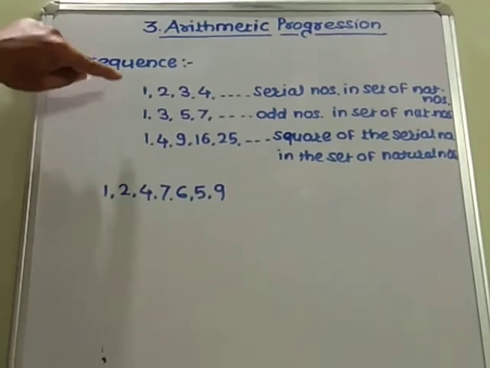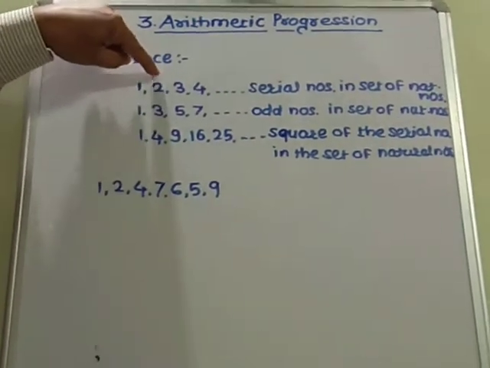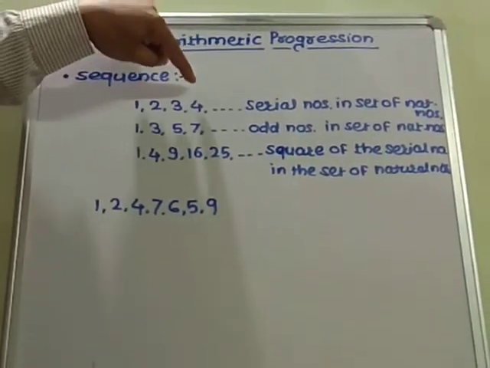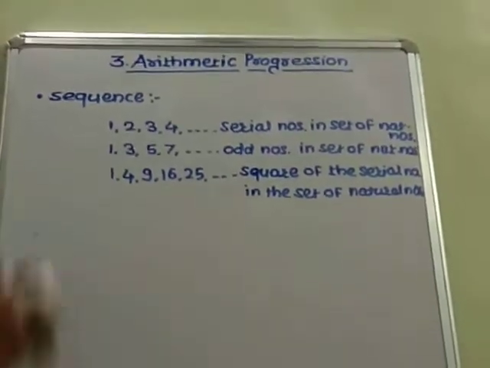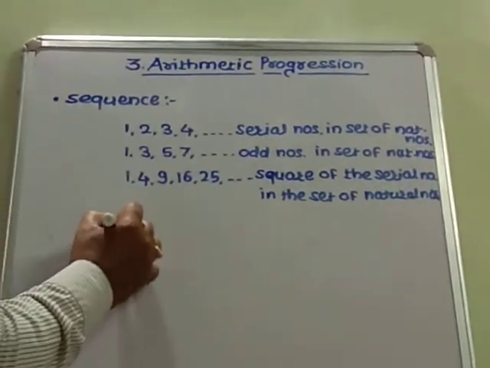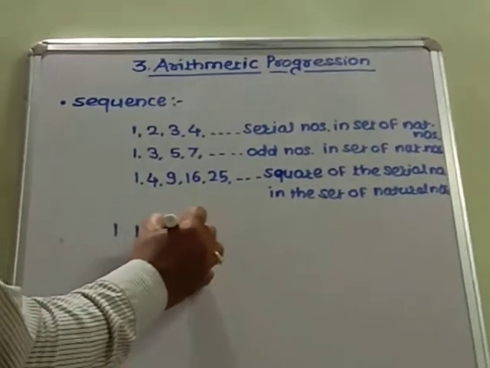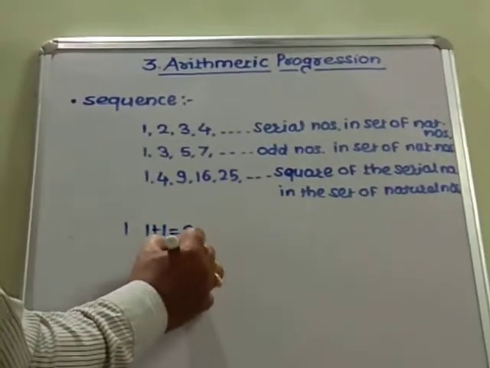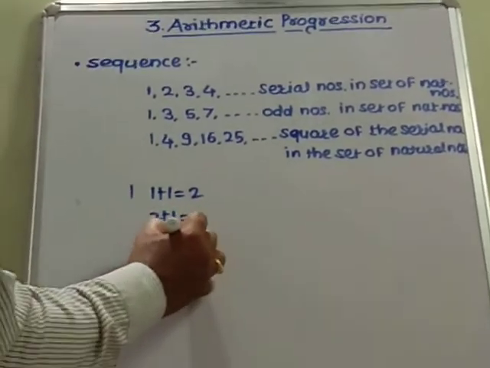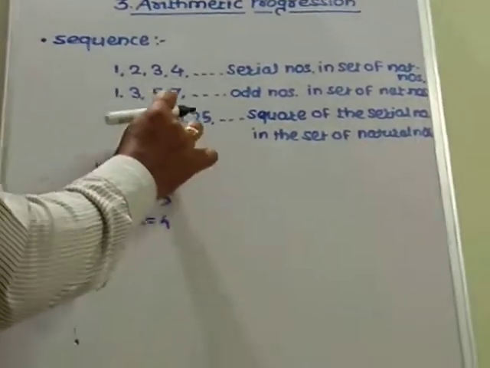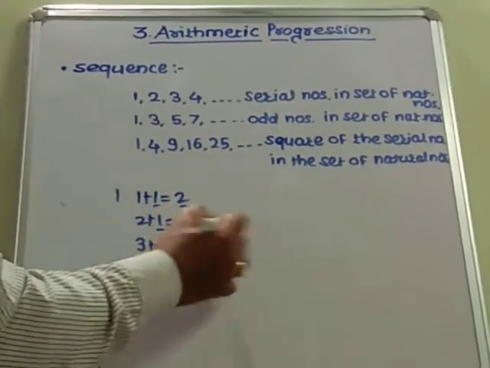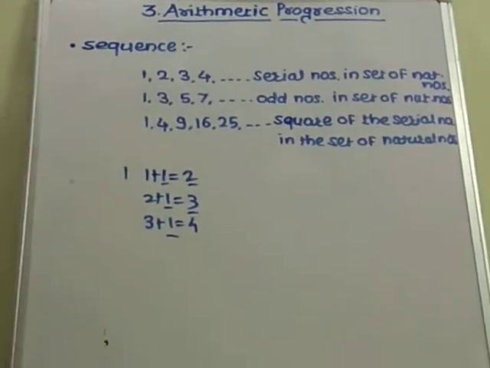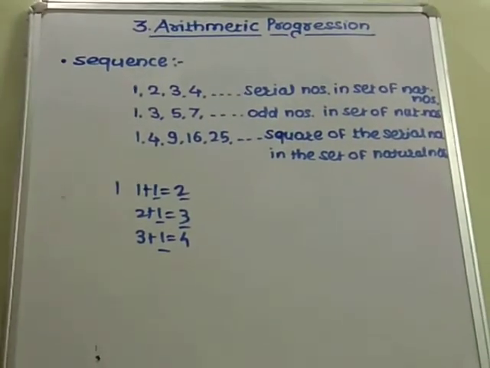Here you can see 1, 1 plus 1 is 2, 2 plus 1 is 3, 3 plus 1 is 4. That means in this first example, a definite order: addition of one to each term. Plus 1 is added each time.